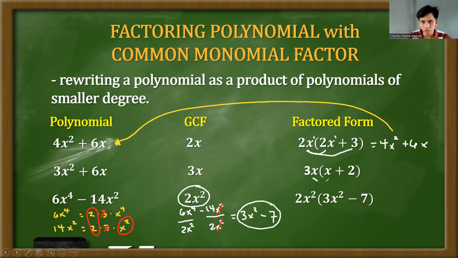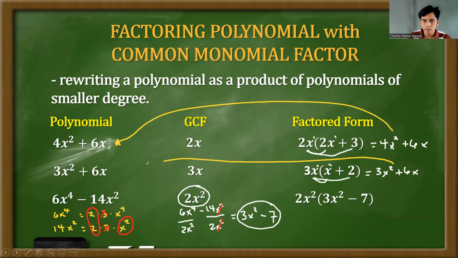Try din natin ito. Itong 3x, that is equal to 3. Then 1 plus 1, that is equal to x squared. Ito naman, 3x times 2, that is equal to 3 times 2 equals 6. Then, ikakopy natin si x. Now, kung makikita nyo, parehas lang din siya dito.